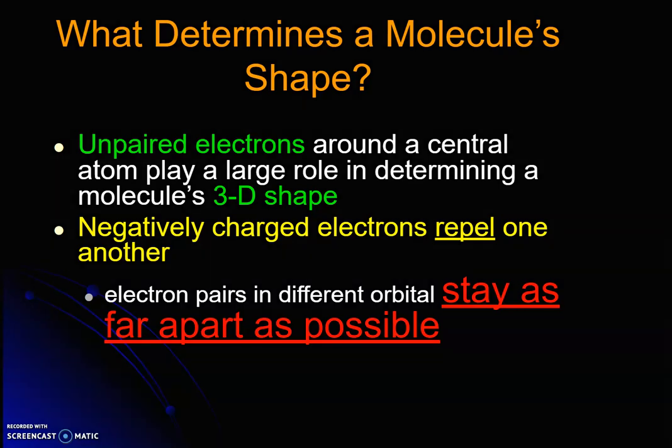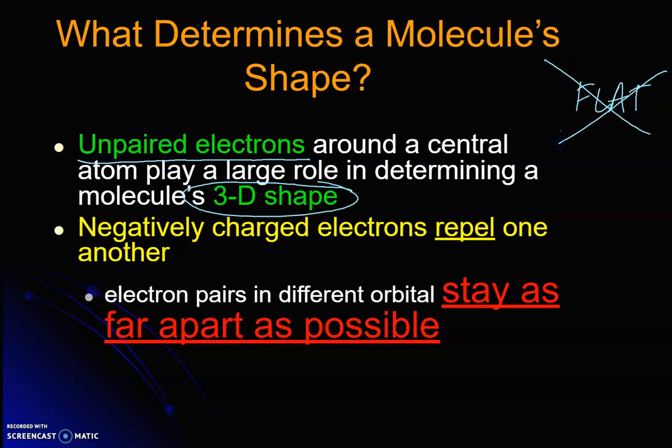So what determines the shape? Well, the things that determine the shape, again, are the electrons. The electrons around that central atom that is bonded together make a three-dimensional shape. So stop thinking flat. We are not talking about flat stuff. We're talking about three-dimensional. No flat earths. We're talking spheres, not circles.